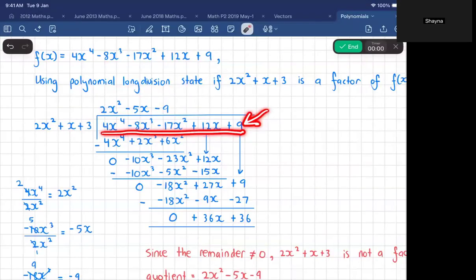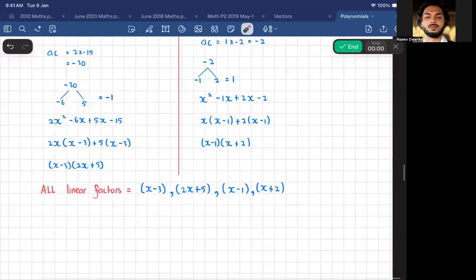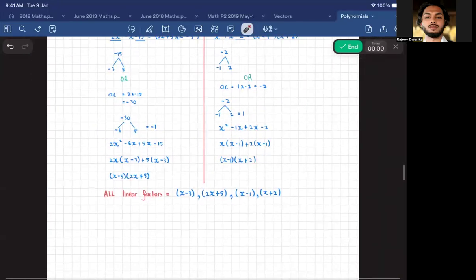So equation. No, the dividend. Right. Sorry. Yeah, that's the dividend, right? So guys, we only use polynomial long division when we want to find all the factors. There's no other reason to use it, right?